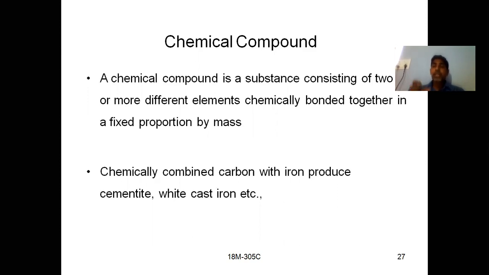They are bonded together chemically. And on what basis? Based on the proportion of mass. That means how much percentage of mass from A and how much percentage of mass from B. In this way we are going to have a chemical compound, and they are chemically bonded together. Chemically combined carbon with iron. So the example will be chemically combined carbon. Carbon is chemically bonding with iron, then you are going to produce cementite and white cast iron.